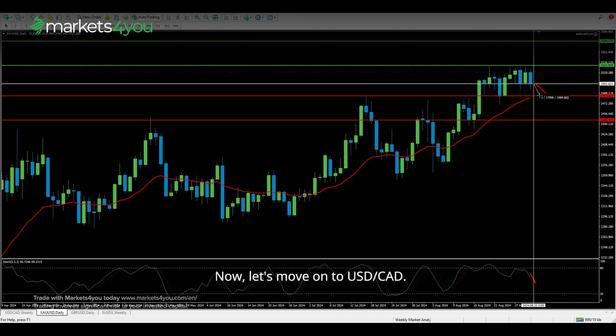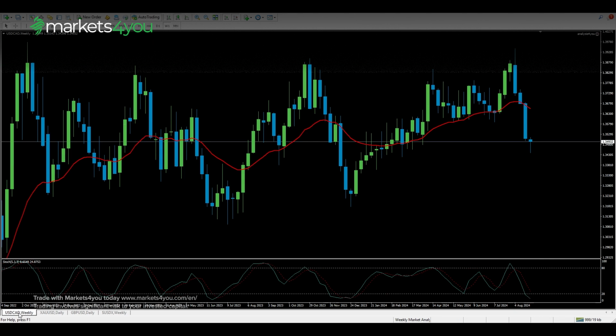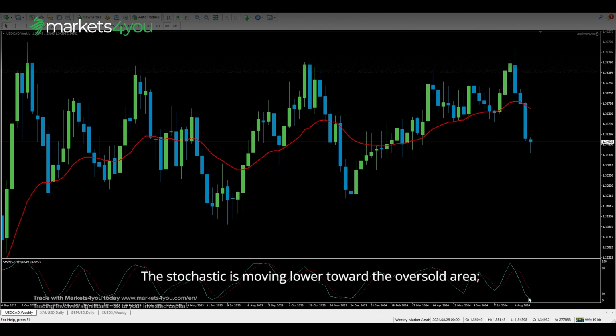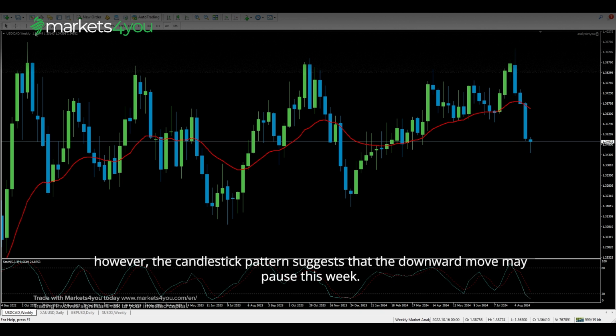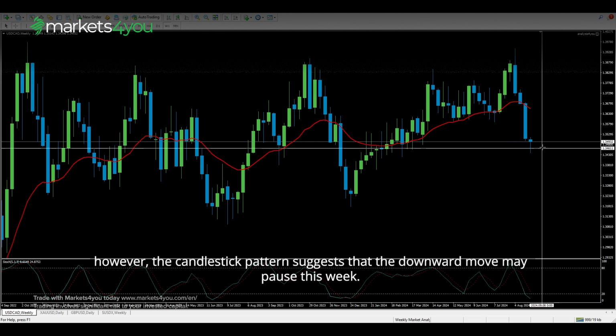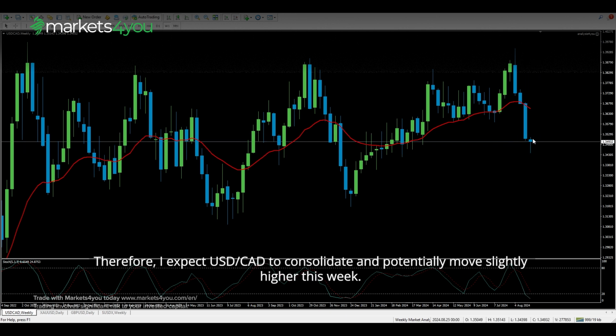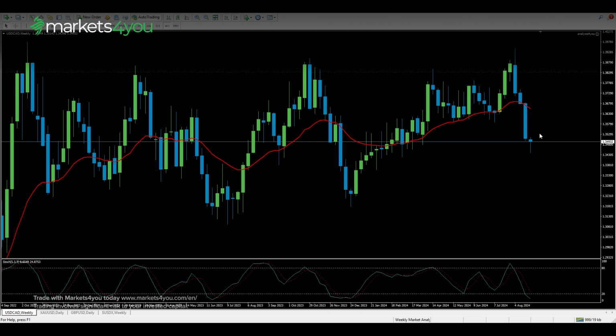Now, let's move on to US dollar to Canadian dollar. The pair has moved lower for the past 3 weeks, indicating a stronger Canadian dollar. The stochastic is moving lower toward the oversold area. However, the candlestick pattern suggests that the downward move may pause this week. Therefore, I expect US dollar to Canadian dollar to consolidate and potentially move slightly higher this week.